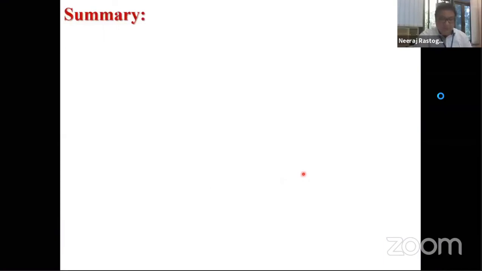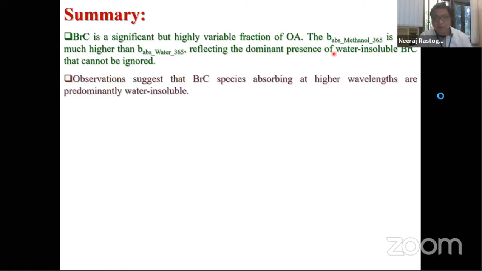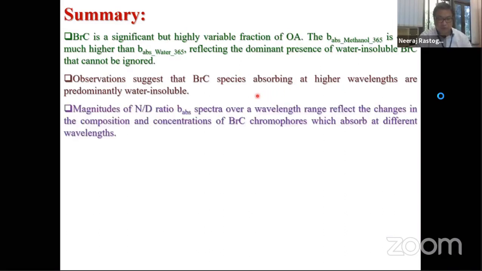So to summarize, BRC is a significant but highly variable fraction of organic aerosol. The absorption coefficient for methanol is often higher than for water, reflecting the dominant presence of water insoluble BRC. We have talked about that, which cannot be ignored. Observation also suggests that BRC species absorbing at higher wavelengths are predominantly water insoluble.